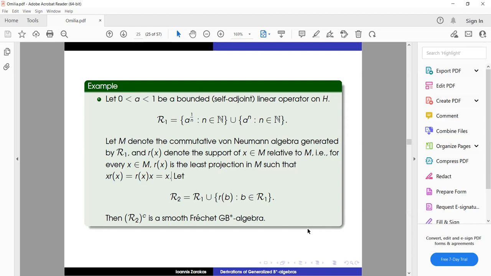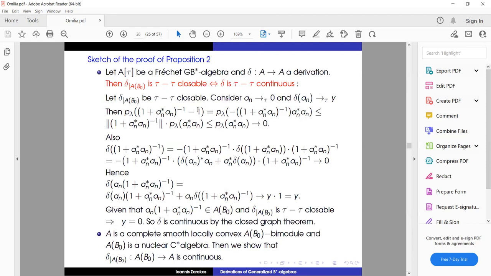To resume, after giving these examples, the result that we wanted to prove and we proved is that for every such Fréchet smooth nuclear GB-star algebra, the continuity of derivation is automatic. And I just noted here some details that at this point I am going to just skip to have the time to proceed.